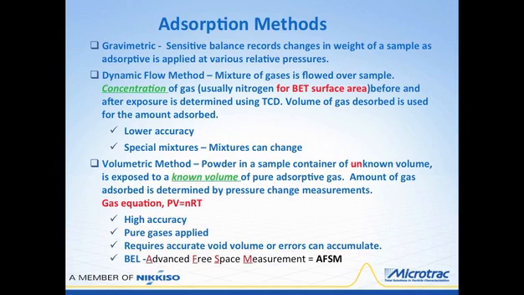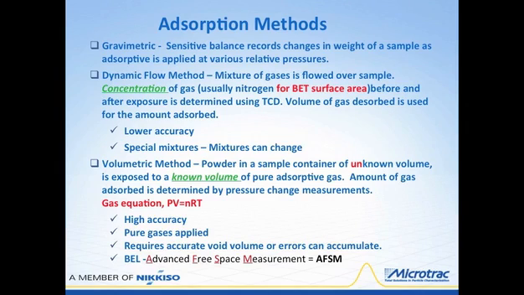In more general terms, the dynamic flow method. Here we'll have a mixture of gases, and this is flowed over the sample. The concentration of the gas, and this is usually nitrogen if someone is doing a BET surface area measurement, before and after the exposure to the gas is determined using a thermal conductivity detector. The volume of gas desorbed, that volume is used for the amount that's adsorbed according to the BET formula. This provides lower accuracy because of the technology that's involved, and it also requires special mixtures.